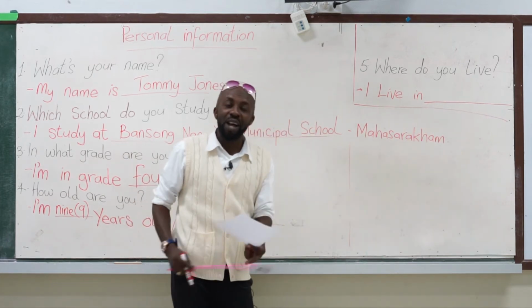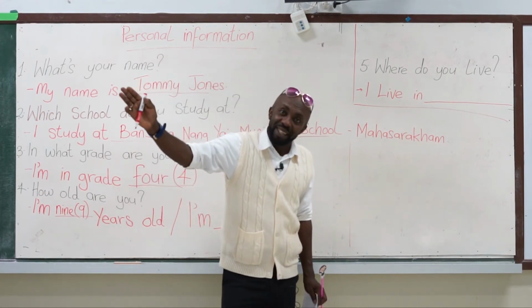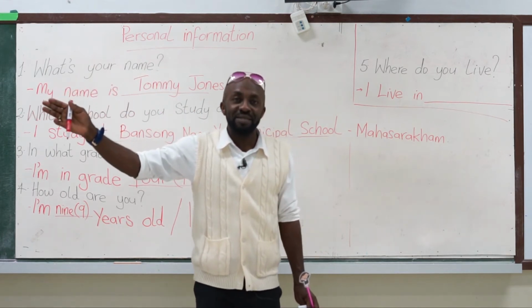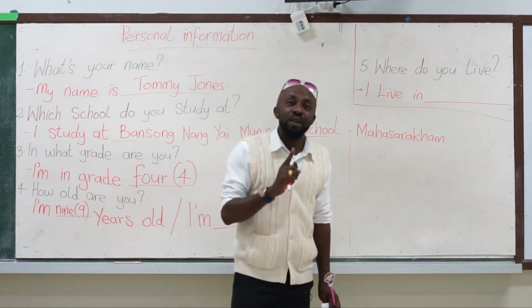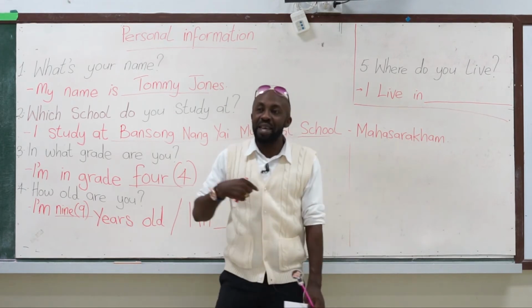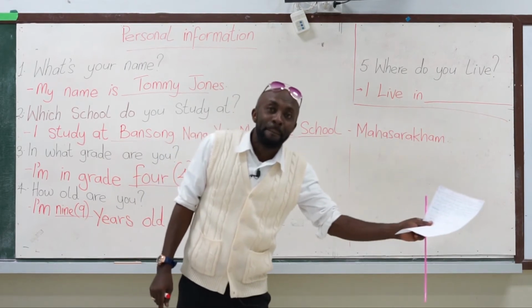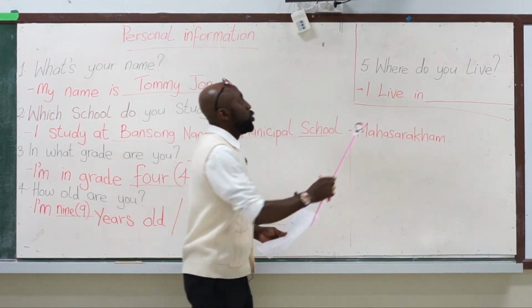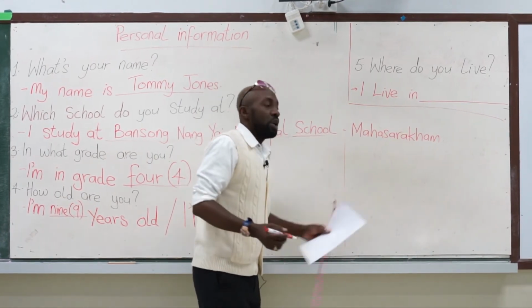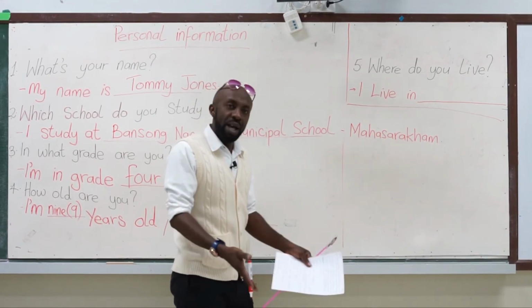Okay? Or I live in Kusumpisai. Or I live in Konkan. Or I live in Pochai. Or I live in Rongkam. Do you understand? So, you write where you live. Where do you live? Okay. If you live in Mahasarakam, you can say, I live in Mahasarakam.